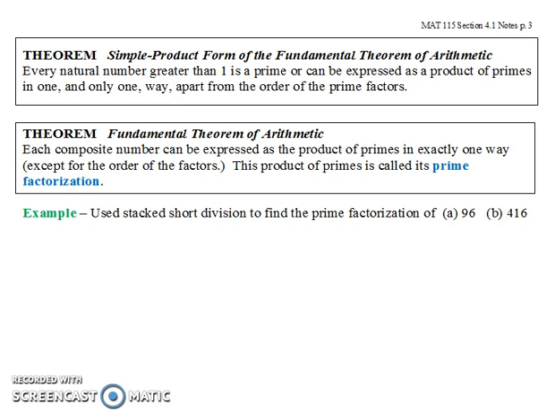The fundamental theorem of arithmetic says that each composite number can be expressed as the product of primes in exactly one way. We just stated that, except for the order of the factors. This is called its prime factorization.